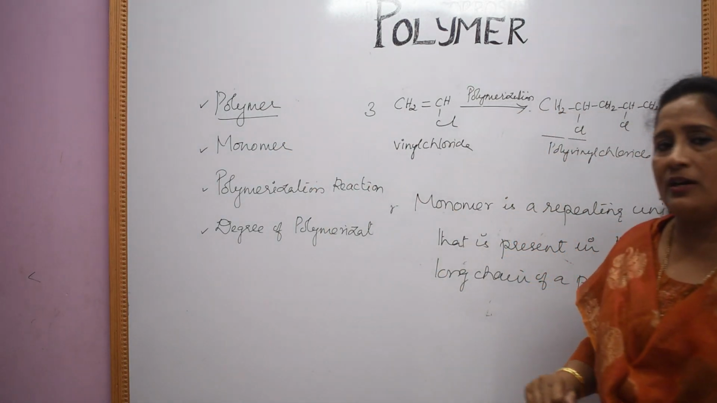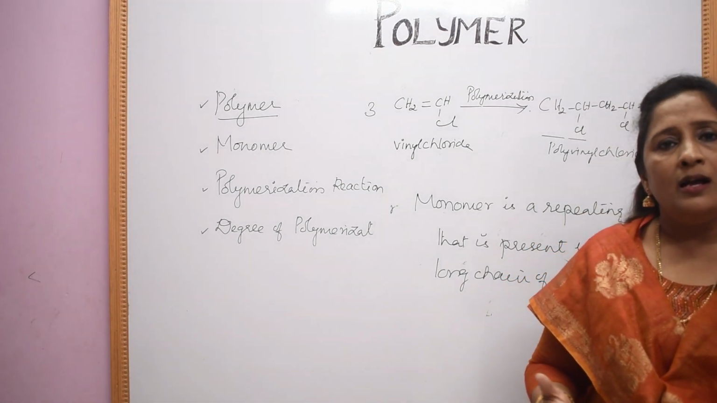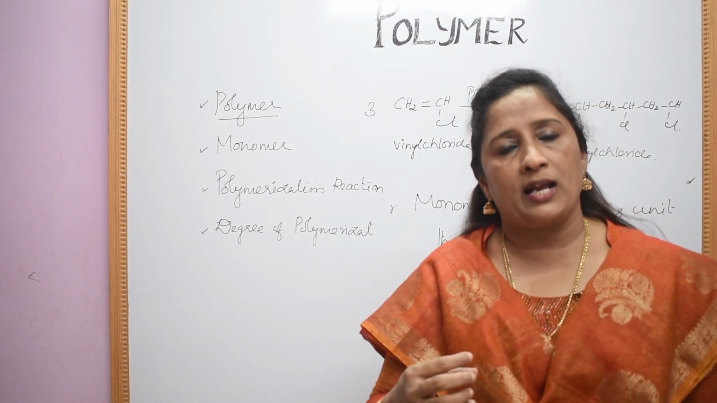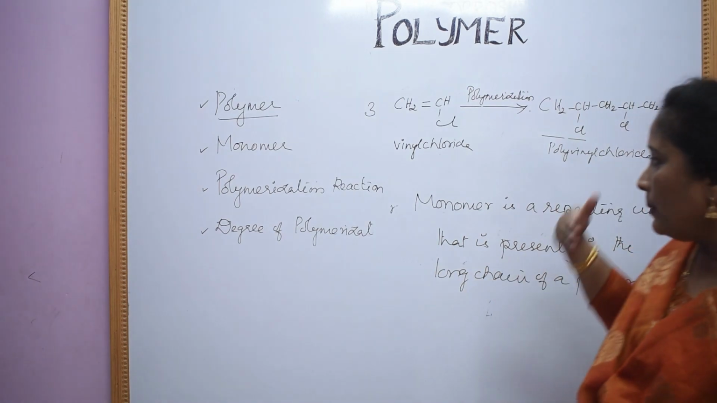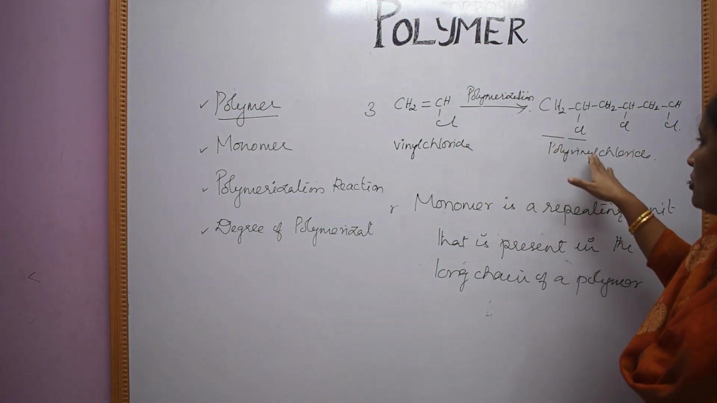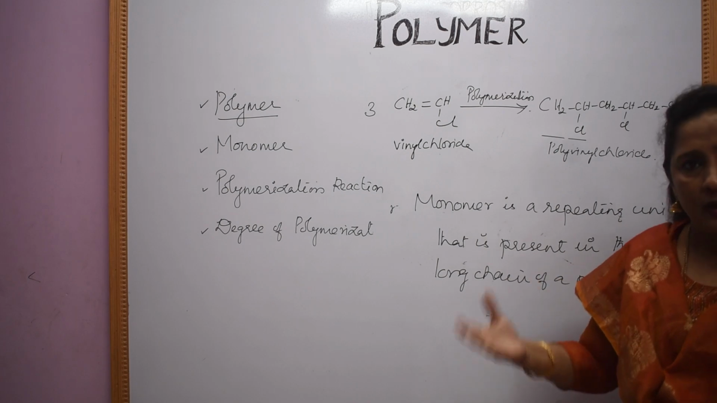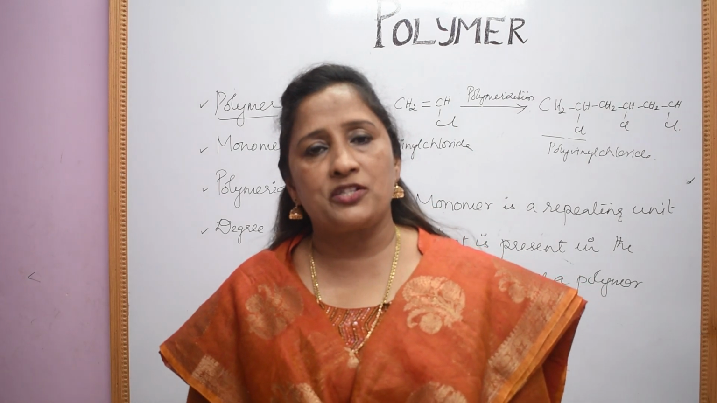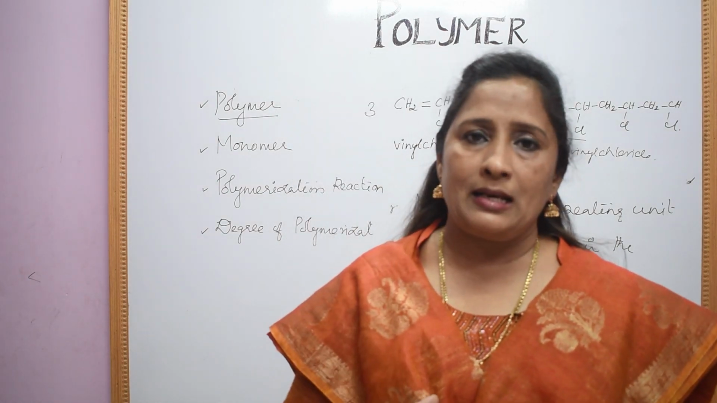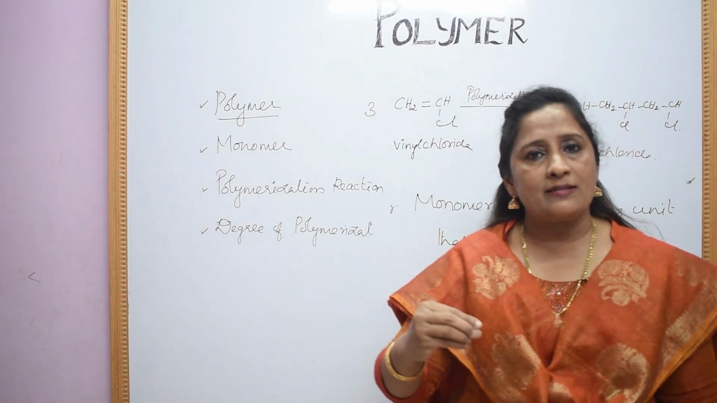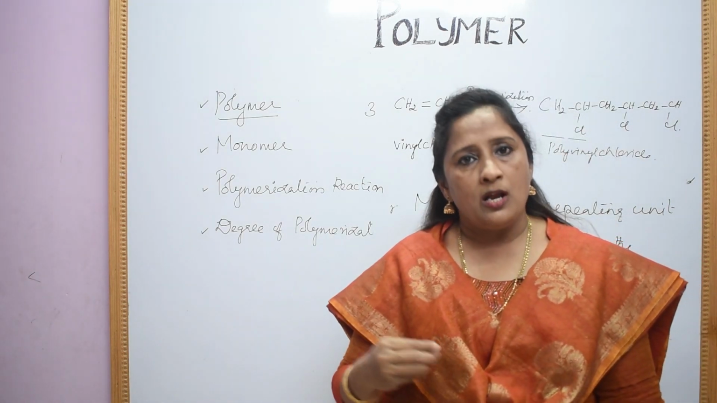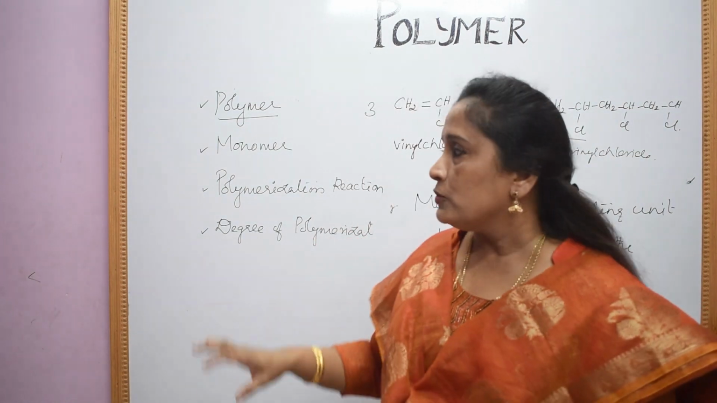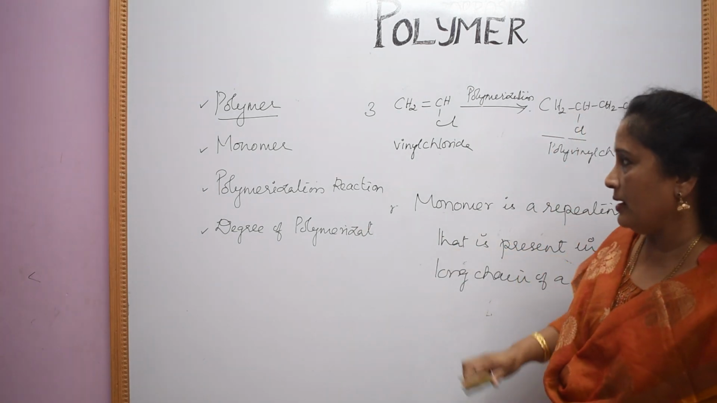So we know what is a monomer. So what is a polymerization reaction? A polymerization reaction is the formation of polymers from the monomers. It is a reaction in which the monomers combine together to form a polymer molecule. From the previous examples, formation of polyvinyl chloride from vinyl chloride is a polymerization reaction. Formation of polystyrene from styrene is a polymerization reaction. Formation of polyethylene from ethylene is a polymerization reaction. So a polymerization reaction is a reaction in which a number of monomer units combine together to form a large molecule of a polymer.